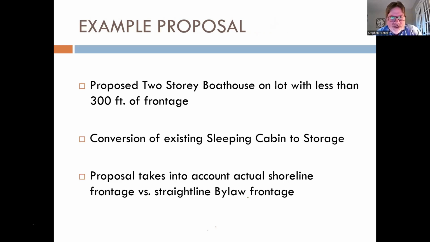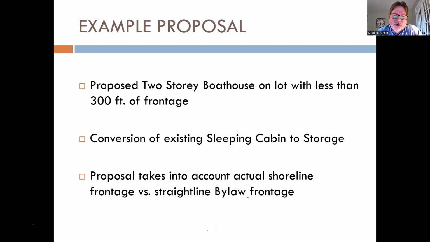I'm going to use an example proposal that I have here just to get an idea a little bit about what's involved. I've tried to pick one that's fairly straightforward, but they all have their nuances. In this case, it's on Lake Joseph, up near Little Lake Joe. It's a proposed two-story boathouse on a lot that has less than 300 feet of frontage. And you need to have 300 feet of frontage to have a two-story boathouse. So you kind of wonder, well, how does this person get approval?